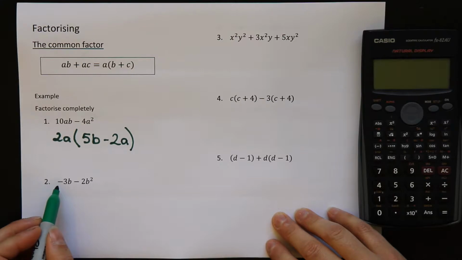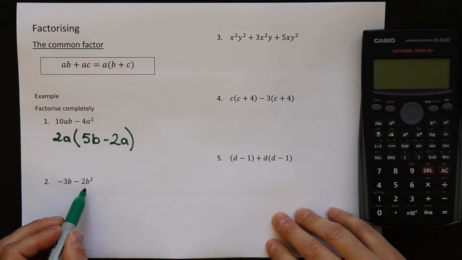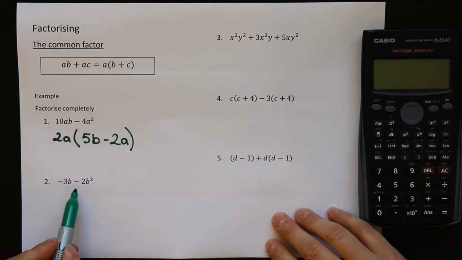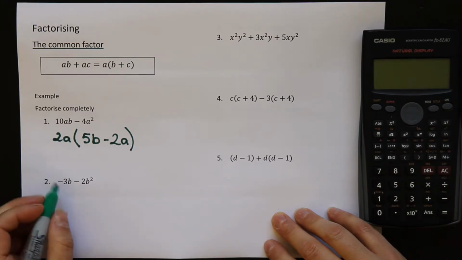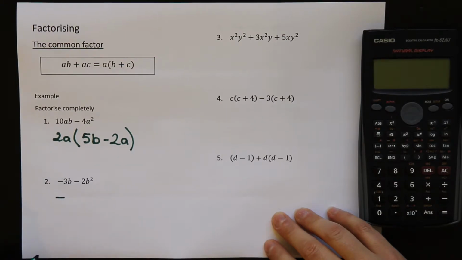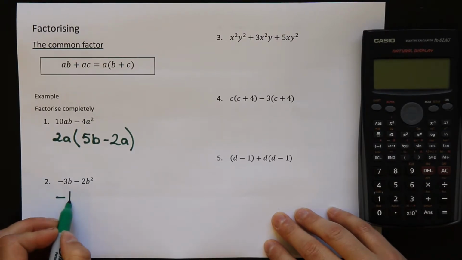Question 2, minus 3b minus 2b squared. Well, this question is designed to show you that negative signs can also be factors. So both of these terms have a minus sign, so that can be a factor. For the numbers 3 and 2, there's nothing that you can divide those by to take out the front, so let's move on to the letters. B and b squared, B would be a common factor.